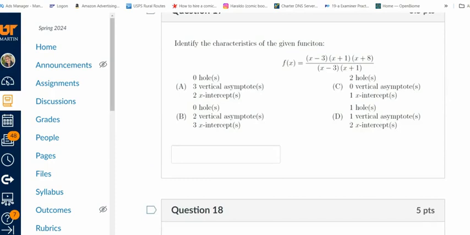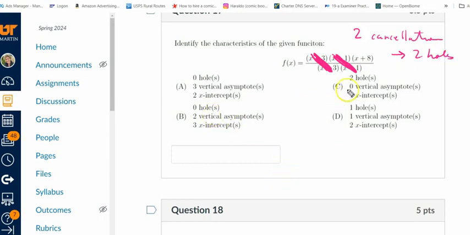All right, does this have any holes? That's the first thing. You get a hole if you get a cancellation. So you have x minus 3 and x minus 3. There's one cancellation. And we also have x plus 1 and x plus 1. So we have two cancellations, and that means that there are two holes.